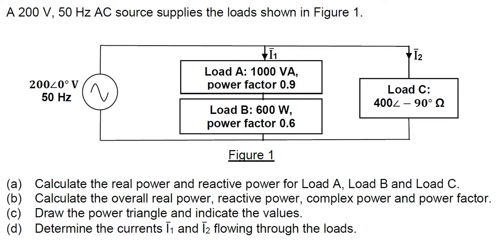In this video, we want to look at this question. A 200 volt 50 Hz AC source here supplies the loads shown in figure 1. So in this figure, there are three loads: load A and load B in series, and then we have a load C, which is in parallel to load A and B. Now, what are we required to do?